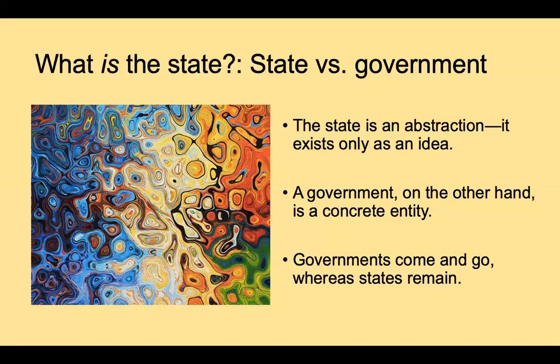So state versus government is the most important distinction of all as we begin to develop this concept. The government is certainly in charge of the state, and the government is concrete, but the state itself is an abstraction. It does not exist in anything other than an idea that exists in our heads, that we associate with this set of institutions that forms a whole that functions in a way that is not concrete, but is much more amorphous and really is just an idea.